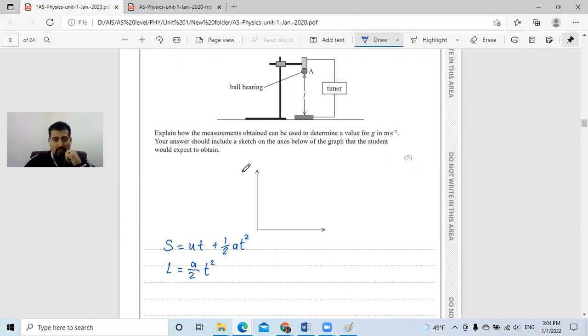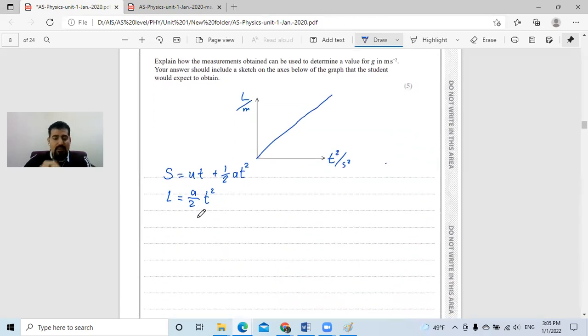So I can put on the y-axis L in meters, and on the x-axis time squared, in seconds squared, and it will be a straight line starting from the origin. Okay, draw it with a ruler, and we know that y equals mx plus c, so that means the gradient equals g divided by 2.